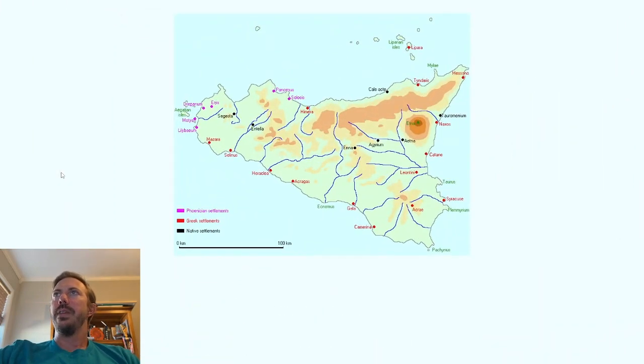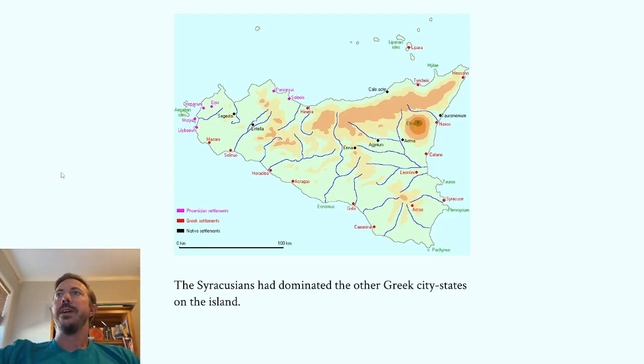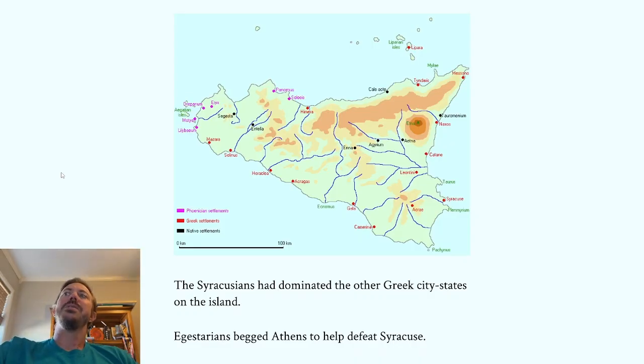In all this, the Athenians decide they need to go help out the Syracusans on Sicily. Sicily is the island below the boot of Italy. Okay, there is a Greek city-state, a colony, there by the name of Syracuse. And the Syracusans had dominated the other Greek city-states on the island. Well, the Agisterians begged for Athens to help defeat Syracuse. And Athens and Pericles, they get very excited.